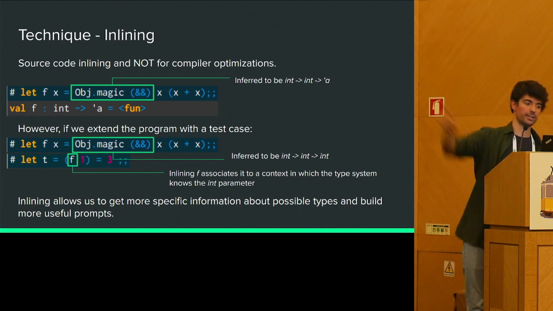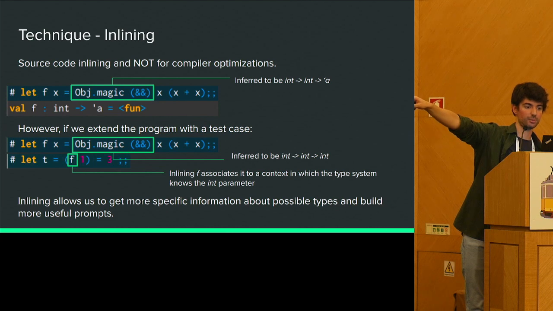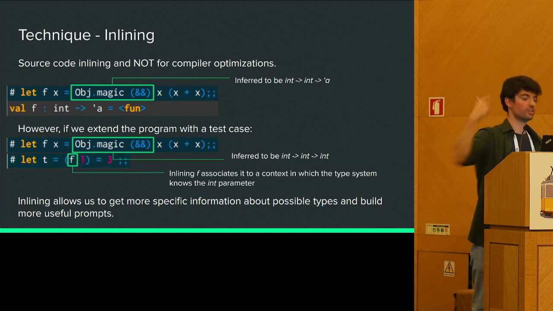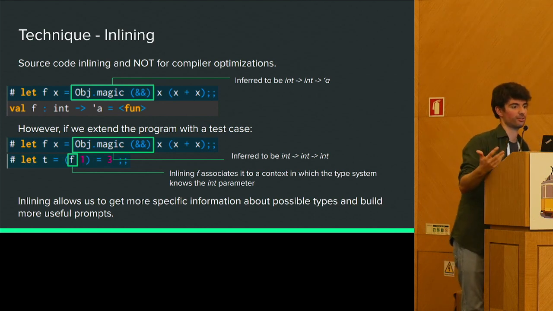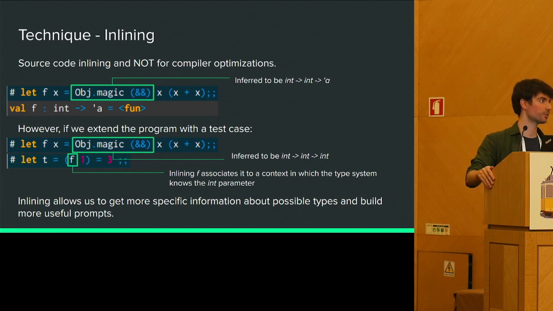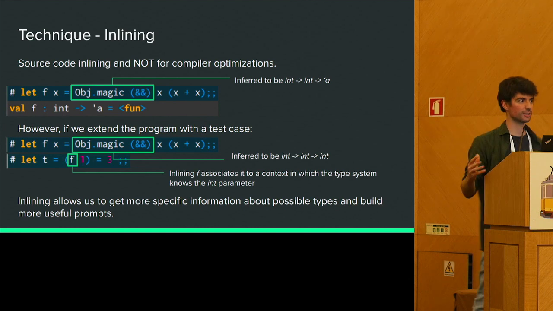However, if we extend the program with a very simple test case, f 1 equals 3, we inline that usage of f, we associate it to a different context in which the type system knows more things, has more information, knows that int there. If we perform type inference on that second occurrence of f that we just inlined, we get a more specific type. That way, we can get more specific information about possible types, and we can build more useful prompts. That's what we want: extra information to be able to build useful prompts.